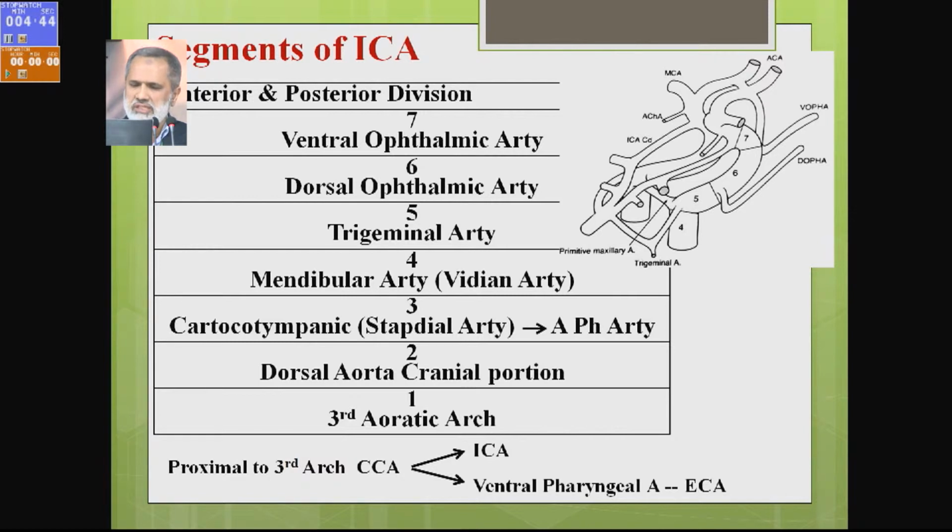So as I mentioned earlier, the common carotid originates from the internal carotid artery, and the ventral segment, which is the ventral arch, ventral aorta, regresses and forms into the ascending pharyngeal and the external carotid artery. So just to make it simple, dorsal and ventral. Dorsal goes to the internal carotid artery, and ventral remnants form the external carotid artery.